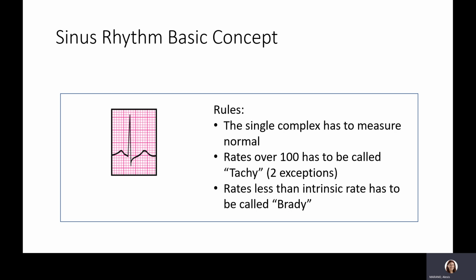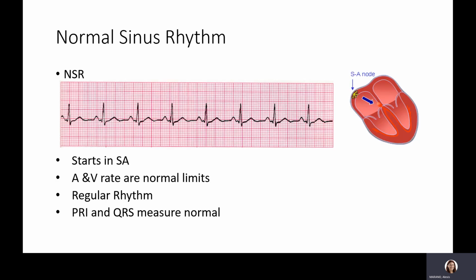So once we know that we have that in place, we have a couple of extra rules we can add to it. If we have a rate over 100, it has to be called tachy. And I have on here with 2 exceptions, and that would be your AFib and AFlutter, which would be considered uncontrolled. So rates that are less than intrinsic rate or less than 60 would have to be called Brady. So if we had everything there just a little slower, we would still go ahead and call that rhythm Brady.